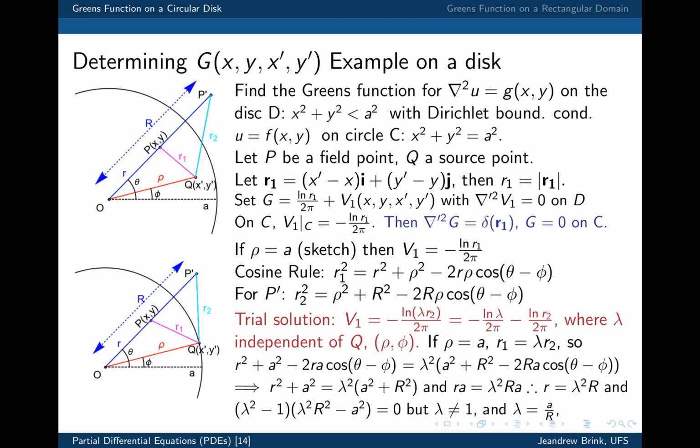So now we can simply go ahead and say our full solution equals G, which is the ln of R1 over 2 pi plus V1, and V1 is just equal to minus the ln of lambda over 2 pi, where lambda is now A over R, minus the ln of R2 over 2 pi.